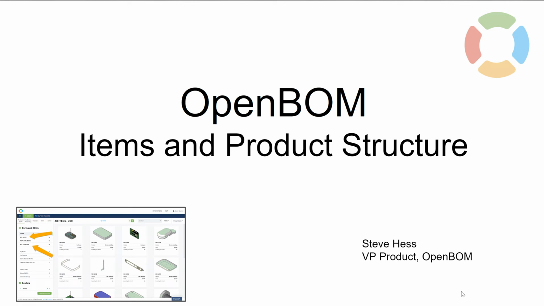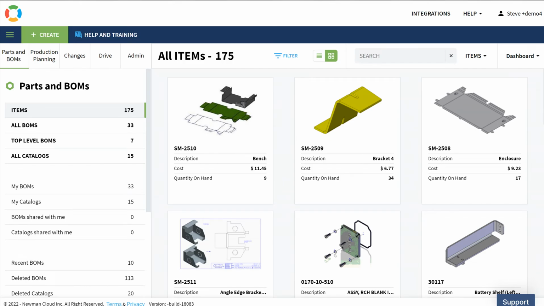Let's talk for a bit about items and product structure. The foundation of OpenBOM is the ability to manage these items and product structures. An item can be anything that's in your product: off-the-shelf part, an assembly, screw, raw material, circuit board, labor, anything. Product structures are the organization of items into assemblies that represent your product or parts of your product. To manage items and product structures, OpenBOM uses catalogs and bills of material.